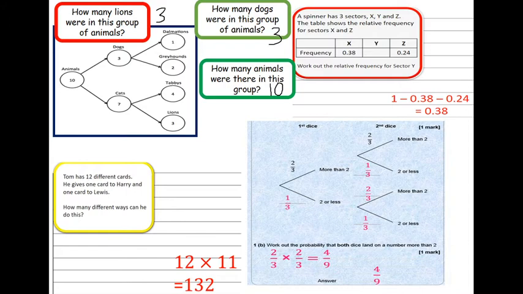Now, as for the probability tree, the point is these probabilities must make 1 in total. So if it's 2/3 for more than 2, then it must be 1/3 for 2 or less, because these 2 add up to make 1. We're going to practice this in the next part of the lesson anyway. And then also on the second dice as well, in the same idea. And you want to have the probability that both dice land on a number more than 2. So the first dice being more than 2 is going to be 2/3, and the second dice being more than 2 is also going to be 2/3. So you multiply those 2 numbers together, 2/3 times 2/3, the top times the top and the bottom times the bottom, you get 4/9.